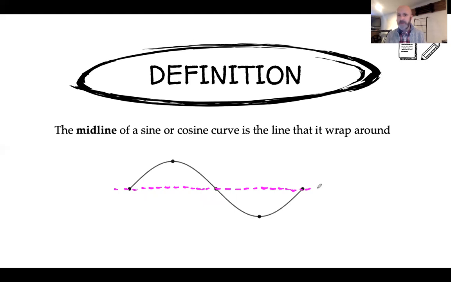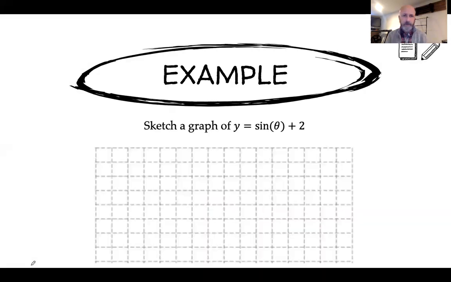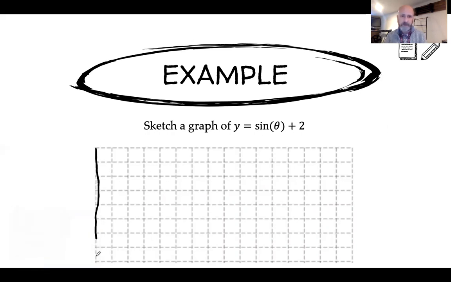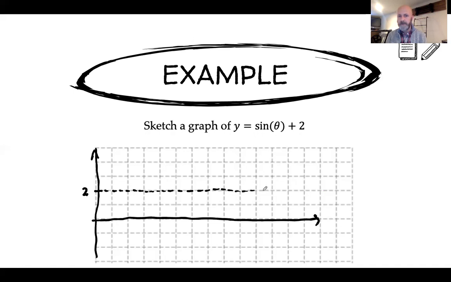We can adjust the midline, this dotted line that it wraps around, by simply adding or subtracting a constant outside of the sine or cosine function. I'll show you that with an example. Suppose you want to graph sine theta plus 2. That's not too hard to do. So I'll set up a y-axis and an x-axis. And I'm going to draw a dotted line at y equals 2. This is my midline. This is the line that this sine function will wrap around.